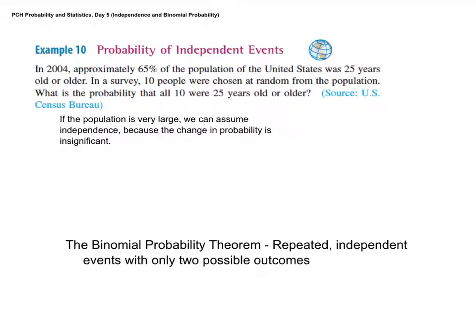We say here that approximately 65% of the population of the U.S. was 25 years or older in 2004. In a survey, 10 people were chosen at random from the population. What's the probability that all 10 were 25 years old or older? Okay? Now here's a good rule of thumb.